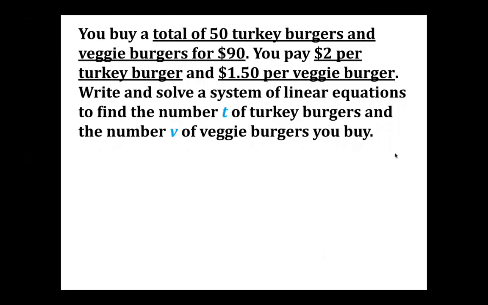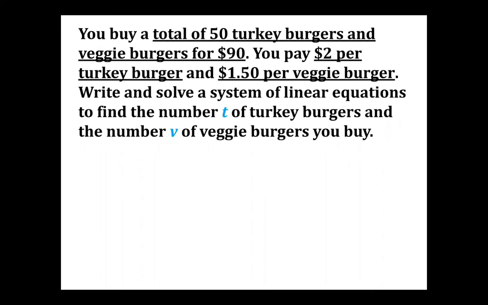I already went ahead and underlined any important information. So I underlined that we bought a total of 50 burgers and that it amounted to $90. We know that the price per turkey burger is $2 and the price for veggie burger would be $1.50. The variables we're using are t for turkey and v for veggie burgers. So we're going to solve a system of linear equations.